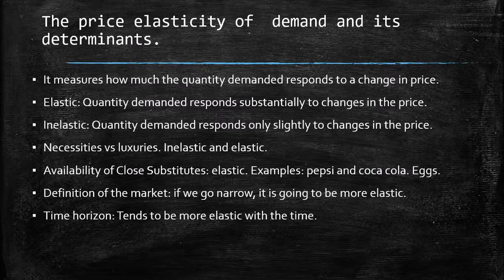Another characteristic of the price elasticity of demand is the time horizon. It tends to be more elastic with time. For example, tomorrow the price of the bus is going to increase by 50%. You don't have another option, so you're going to take it. But maybe you realize that it's so expensive, so you buy a bike. So with more time, a good whose price changes becomes more elastic because you will find another way to solve it.